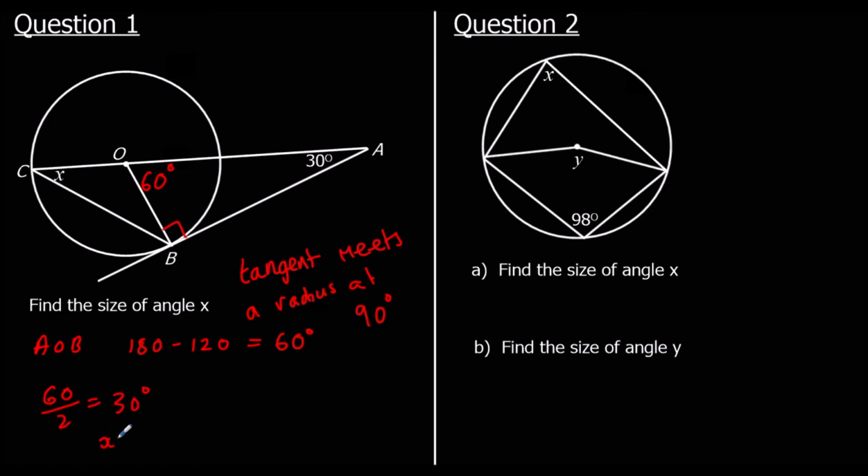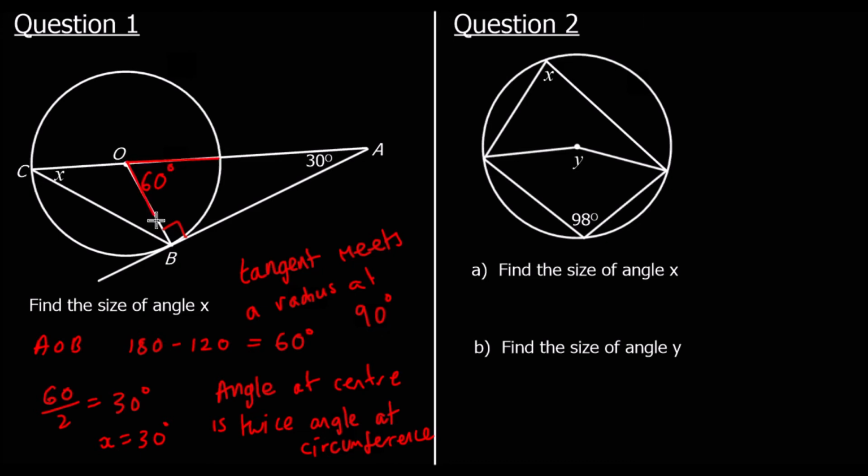So x is 30 degrees because the angle at the center is twice the angle at the circumference. So we've got an angle at the center coming from the same points as the angle going to the circumference. If you'd worked it out with a straight line and an isosceles triangle, you would get the same answer.